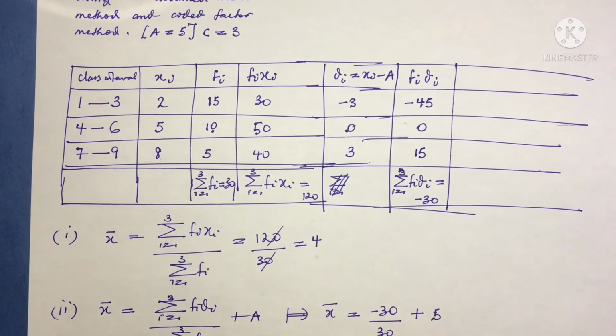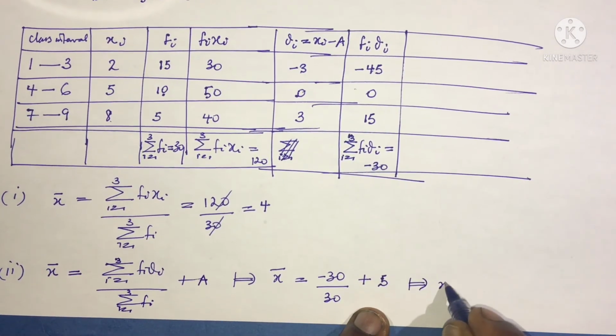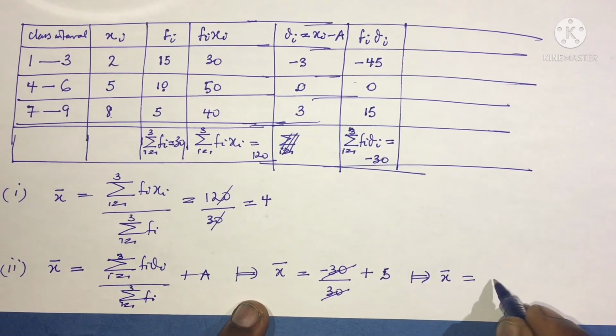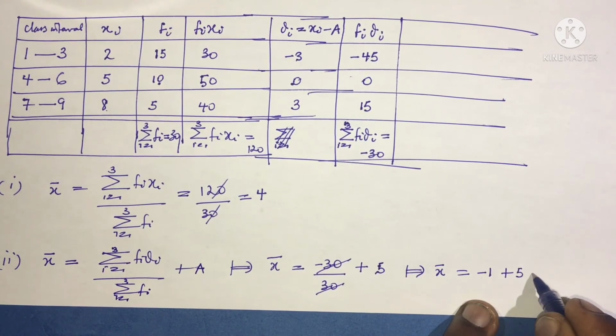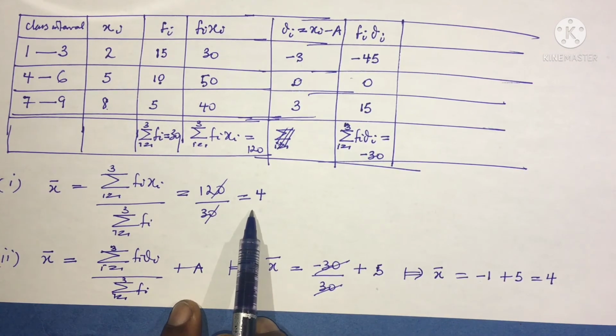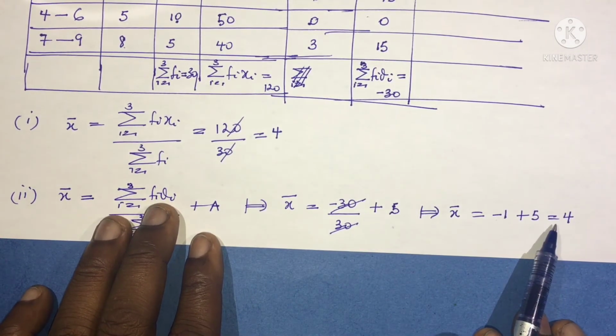So what that means is that x bar would now be 30 cancels 30 to give you minus 1, and minus 1 added to 5 gives you 4. So using the assumed mean method, notice that we still obtained the same arithmetic mean. When we used the normal method, we got 4. When we used the assumed mean method, we got 4.